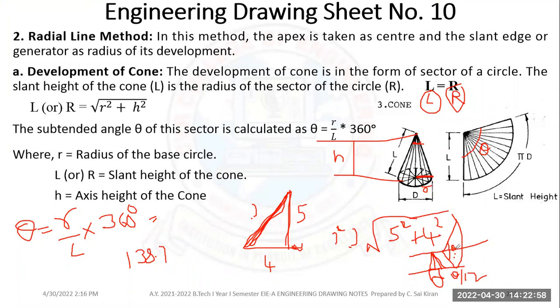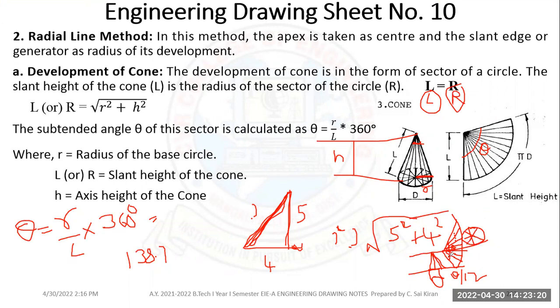Suppose 10, 10, 10, I'm marking. Then I have to extend these lines. Then I have to extend this line at one point, and I have to draw the circle. Okay, so this is the main explanation.